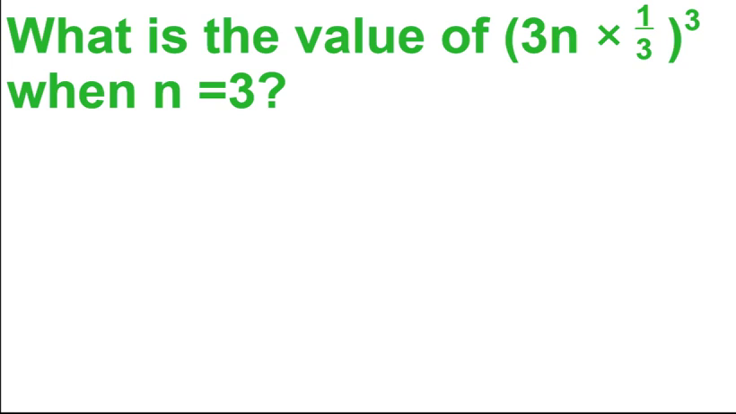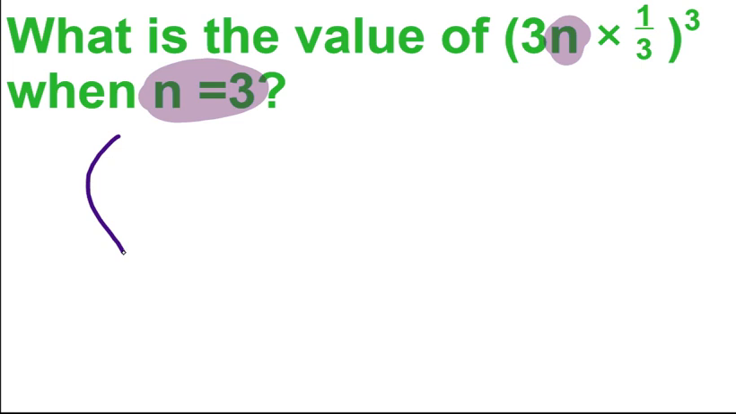It's asking what is the value of quantity 3n times 1/3 to the third power when n equals 3. What you do on a problem like this is it is a substitution problem. It tells you what the variable equals. So since n equals 3, you're taking n out and putting the 3 in its place. One of the things that some of y'all had a problem with is when you put the 3 in for n, that doesn't make 33.